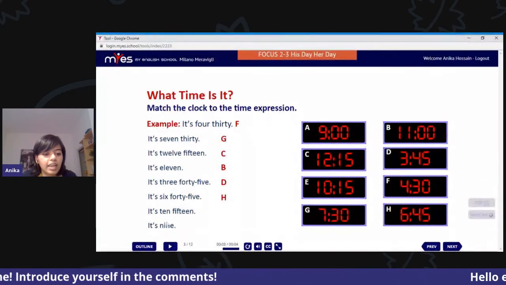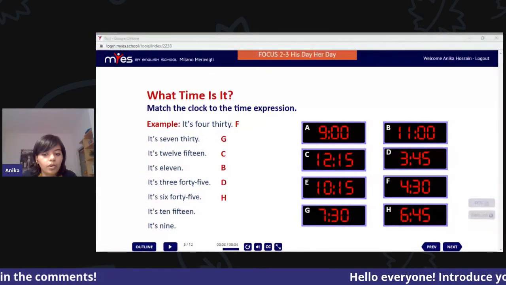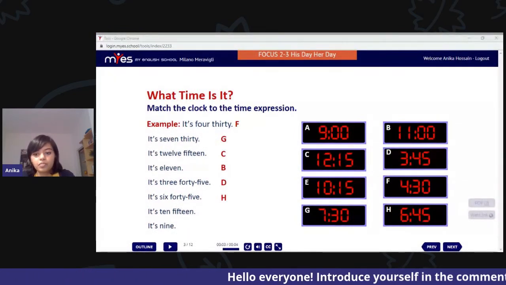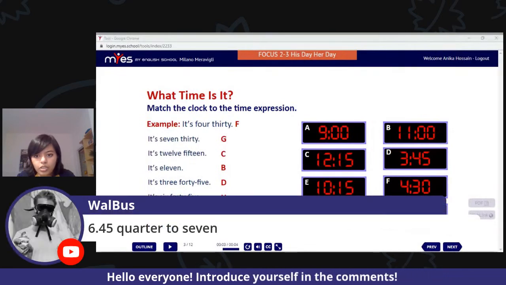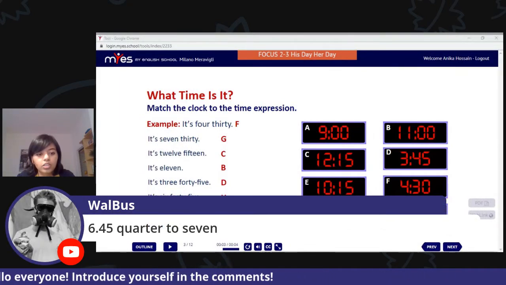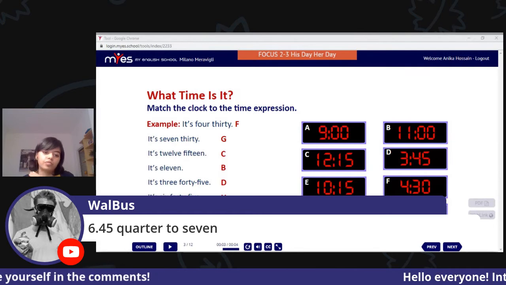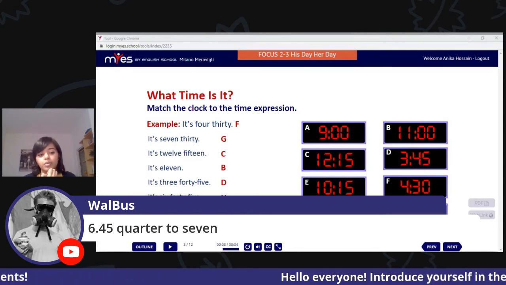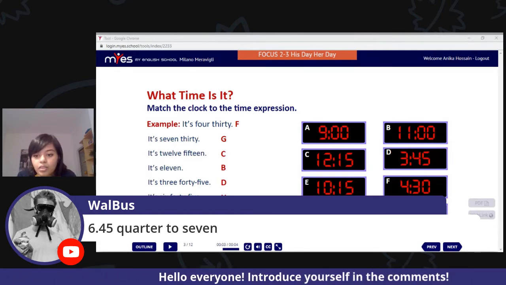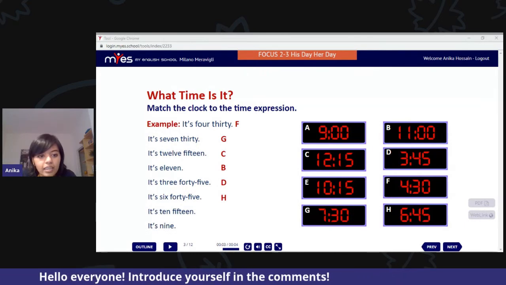And then it's 10:15 or quarter past 10. So this is a good example that Walter has given, quarter to 7, because it's 15 minutes or quarter of an hour before 7. Okay, so quarter past 10 is E.